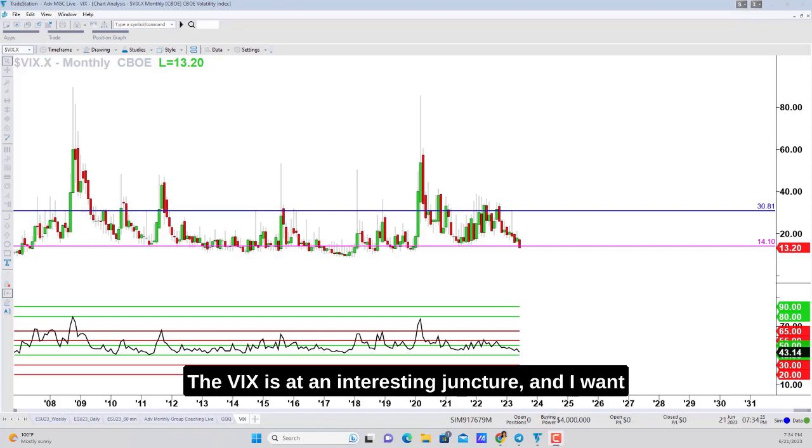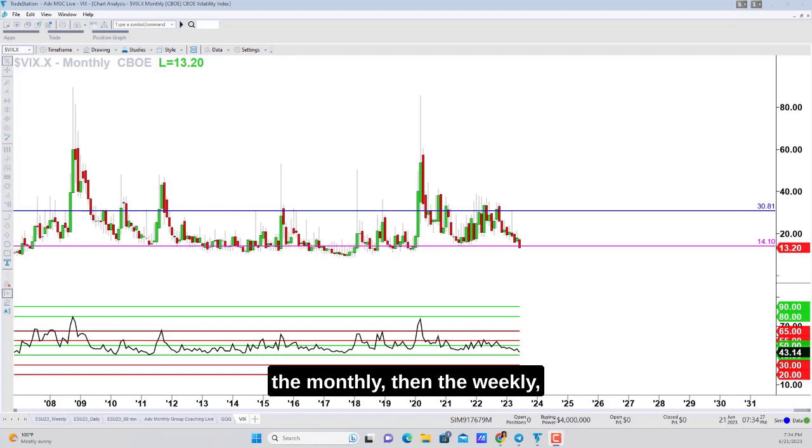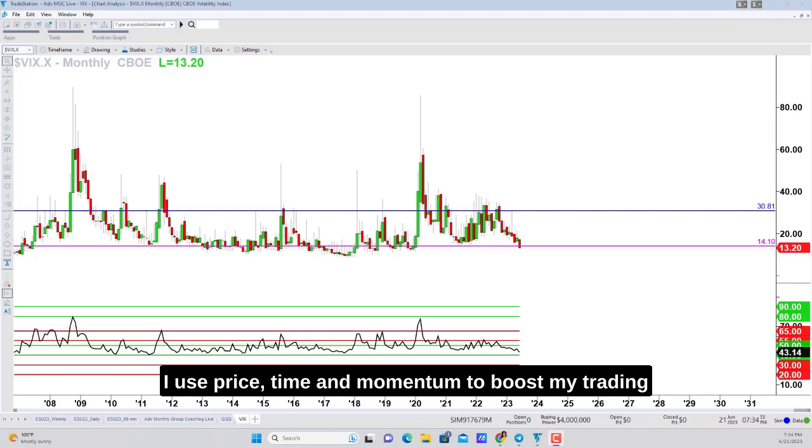The VIX is at an interesting juncture, and I want to take a look at it with you here on the monthly, then the weekly, then the daily candlestick charts. So if you're new here, I'm Hema Reddy. I use price, time, and momentum to boost my trading, that of my tribes, and I'm a technical analyst, focusing again on price, time, and momentum as my trifecta.